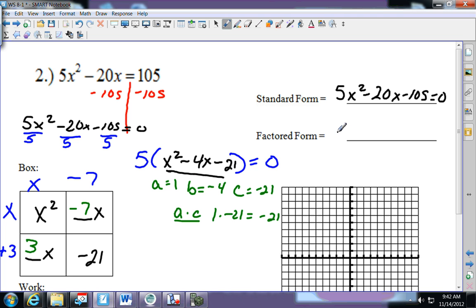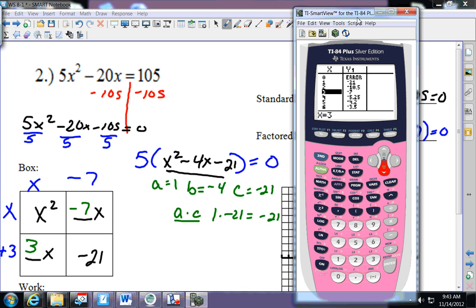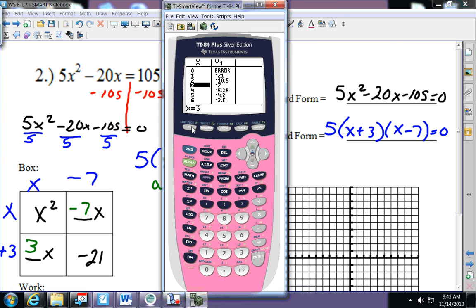So now I've got my factored form. I have my 5 right here. I've got x plus 3 times x minus 7 equals 0. Now we have to go in and check. Did we do it right? Don't ever go any farther until you check and make sure you did it correctly.